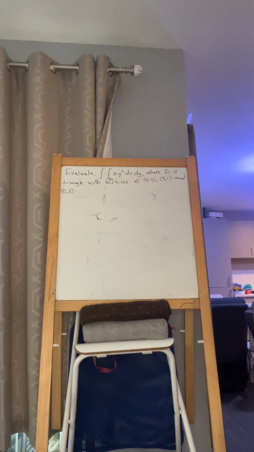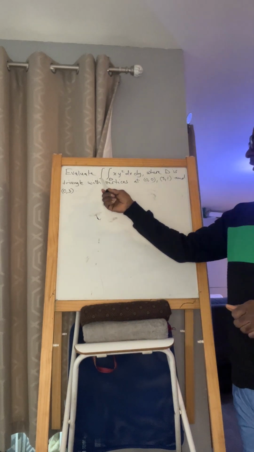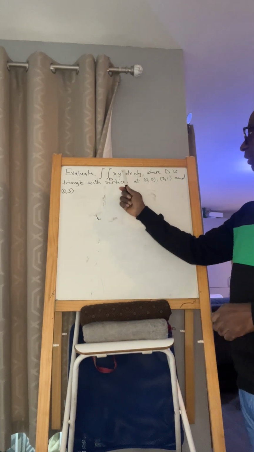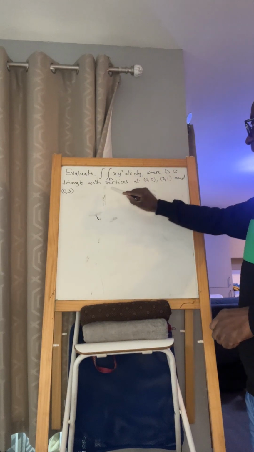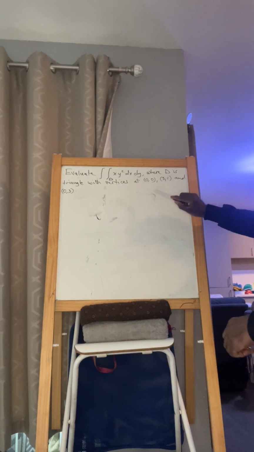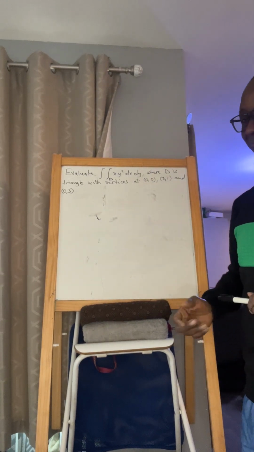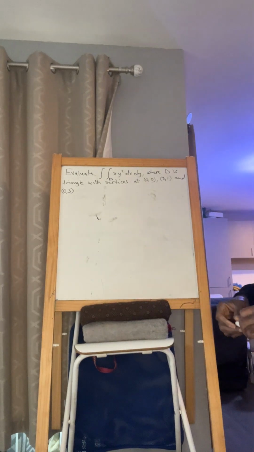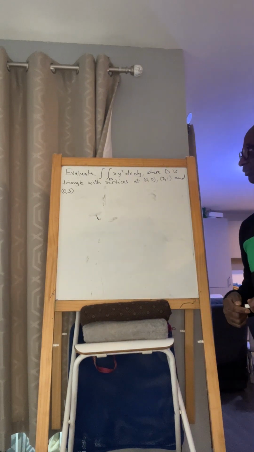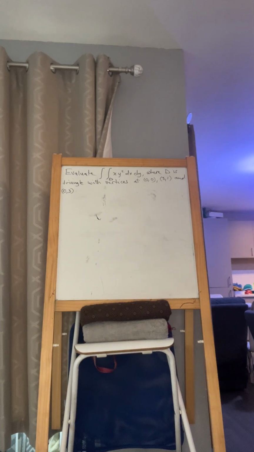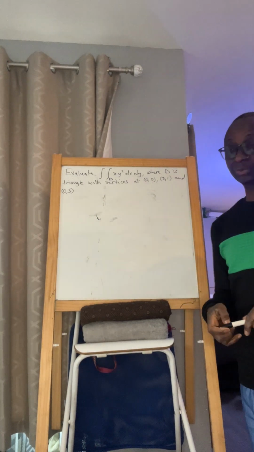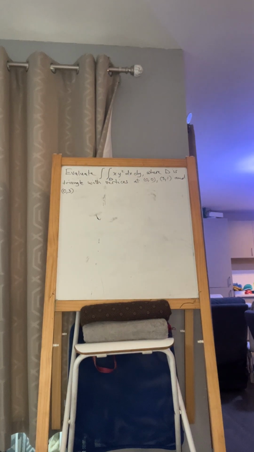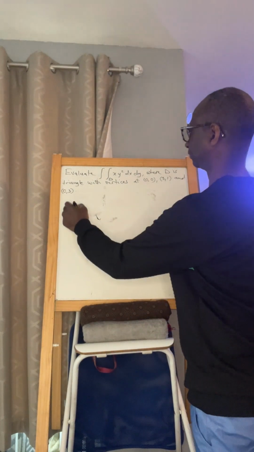So here we are asked to evaluate these double integrals, x y to the power of 2 dy dx, where D is the triangle with vertices at (0, 0), (3, 1), and (0, 3). The first thing we do here is to sketch this triangle, because with just these figures we have here, they won't do us much good without sketching the triangle. So let's do a quick sketch of the triangle.